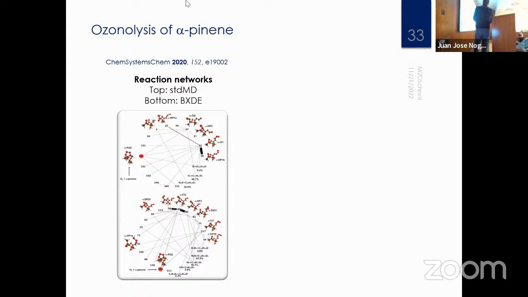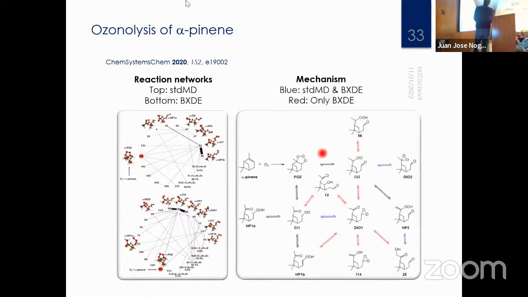And here you also see something that, for the chemists, is better to look at: the structures. So you see the different mechanisms. In blue, you see what you get with both standard MD and DXD. But in red, you see some mechanisms that you only find with DXD.